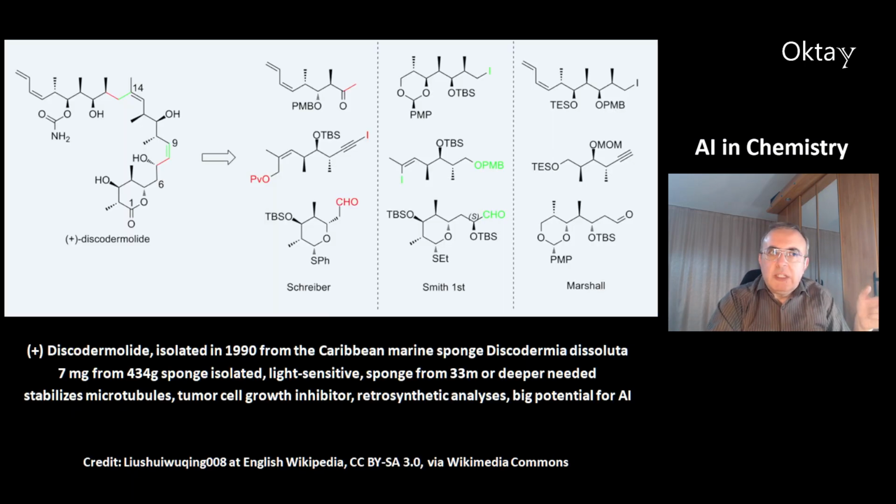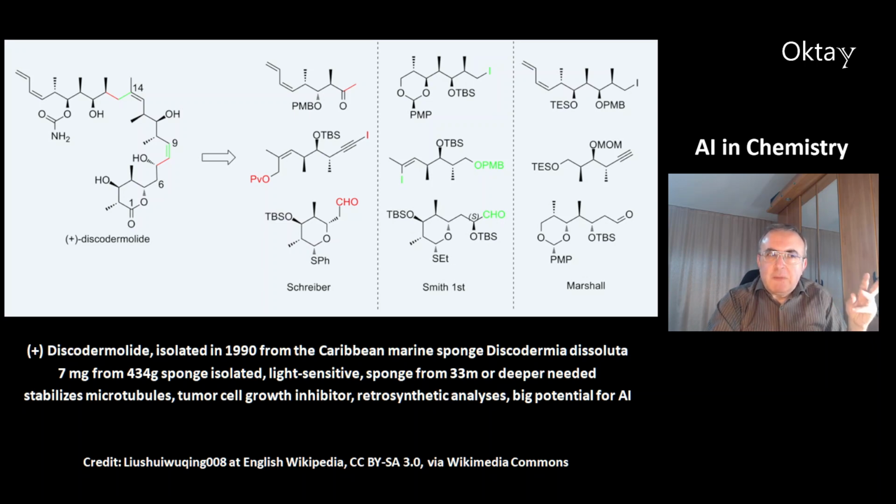This is one molecule, discodermolide. It was isolated in 1990 from the Caribbean marine sponge, Discodermia dissoluta. They used a sample of 434 grams of sponge for the isolation of 7 milligrams of this compound. This is a light-sensitive compound, so the sponge had to be collected from a depth of 33 meters or deeper.